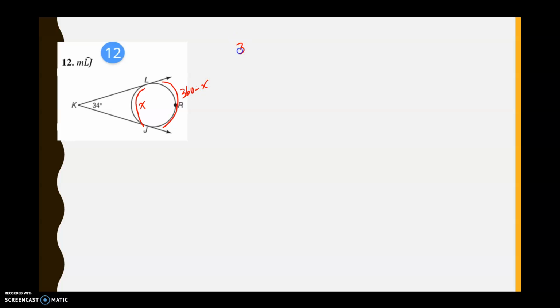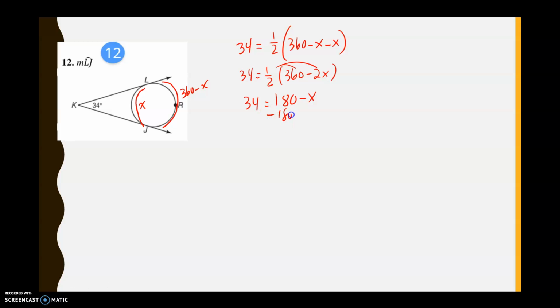Setting this up, your outside angle, 34, is equal to 1/2 of your big arc, which is going to be 360 minus x, minus your little arc of x. You're going to get 34 is equal to 1/2 of 360 minus 2x. Distributing here, we're going to get 180 minus x. Subtracting 180 from both sides, I get negative 146 is equal to negative x, so x is equal to 146.